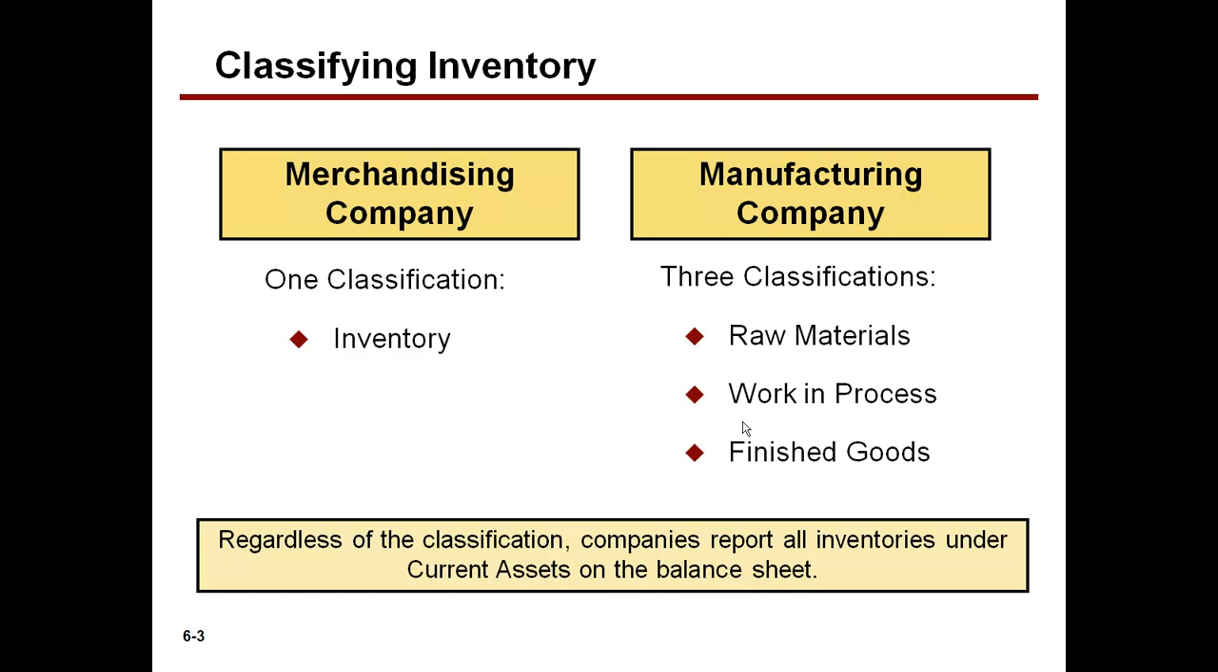As noted, regardless of classification, companies report all inventories in their current assets on the balance sheet. This is because they expect to turn these inventories through sales and turn them into cash within the operating cycle of the business or within 12 months, whichever is sooner.